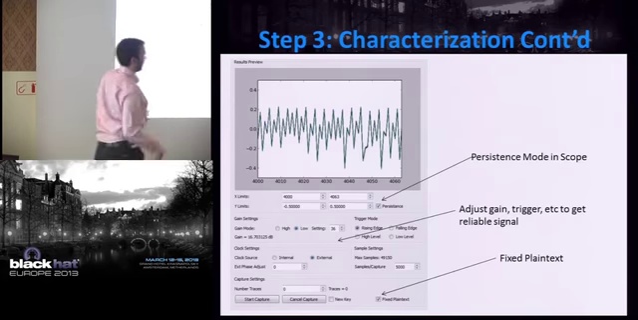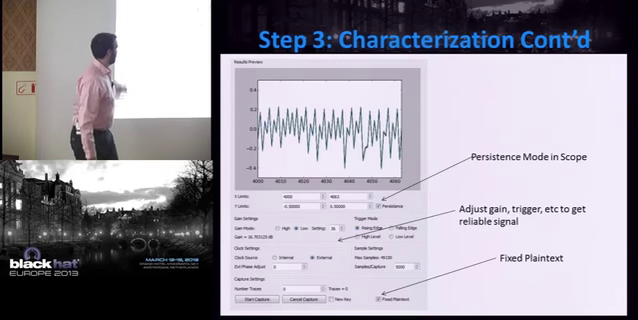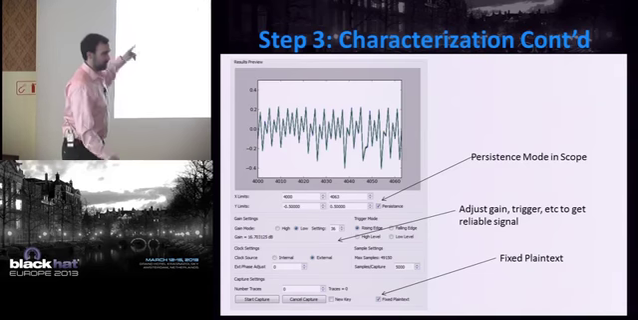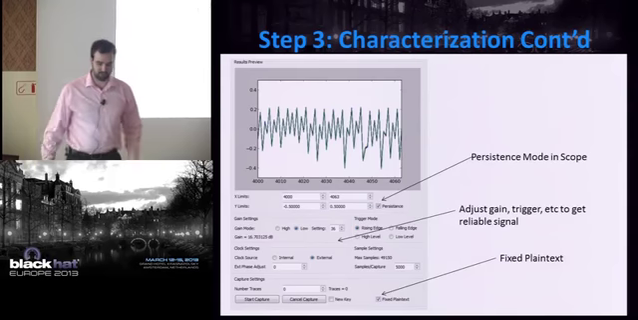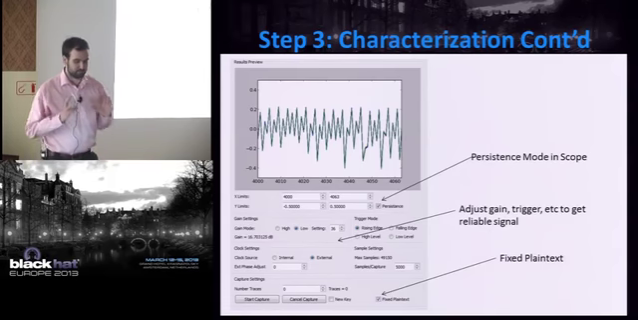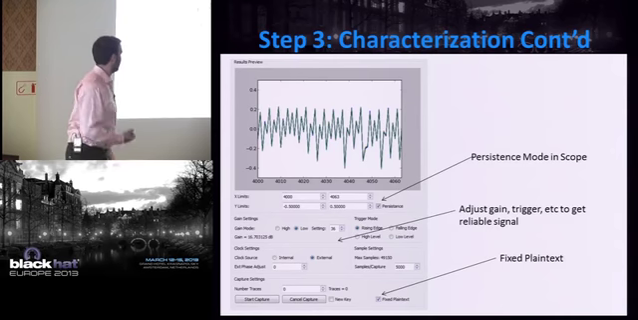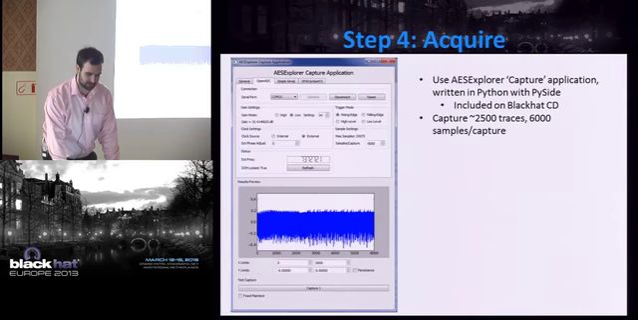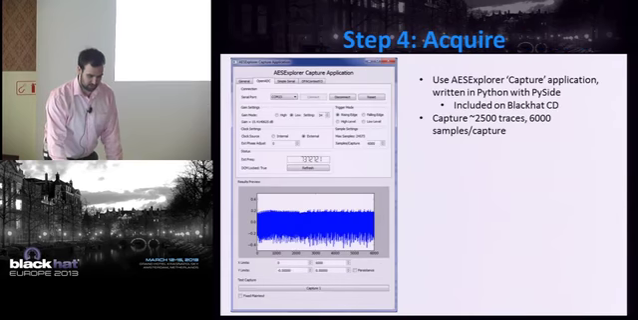You can test if you send it the same data a bunch of times and you use a persistence mode in any scope, it doesn't have to be this, you should see the same results. So you should see this repeatable result. If you don't, then something else is wrong, be it the synchronization is bad, you have too much noise in the power supply, or noise is coming in somewhere else. And then you can just acquire a whole bunch of traces.